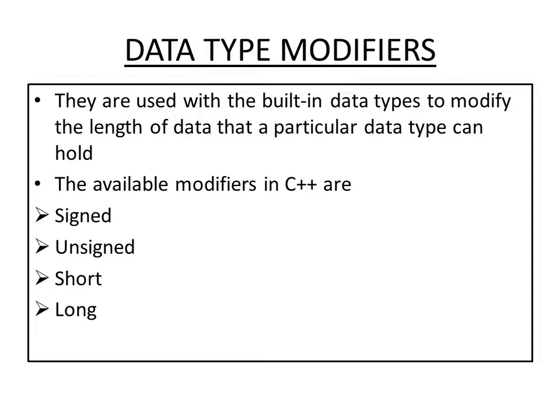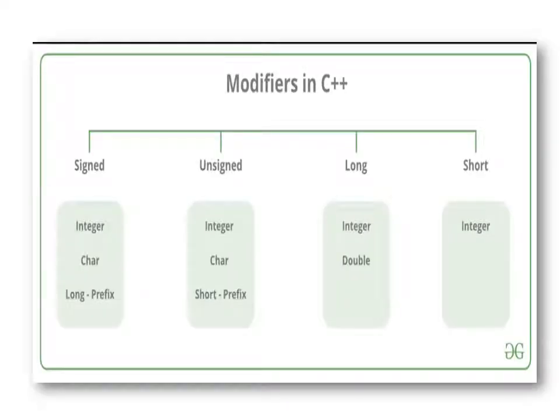Now there is a set of data type modifiers that we use for all these data types. This is to modify the length of the data that a particular data type can hold. Suppose you only want to hold a long number of values or positive values, or in another variable you want to hold negative values, we use these data type modifiers. The available modifiers in C++ are signed, unsigned, short, and long. This is how they are classified.